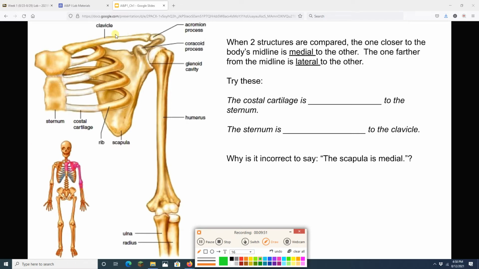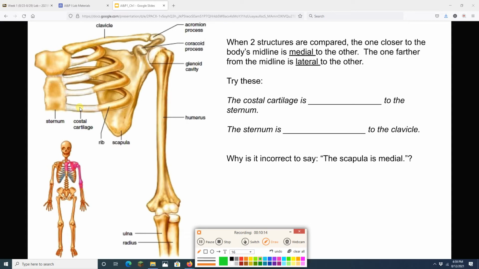We can see the clavicle up here as well. Clavicle, of course, is your collarbone. If you find your two collarbones and you walk on them, they will take you to your sternum. We see some ribs over here, and then there's some cartilage attaching the ribs to the sternum. They let your rib cage be nice and flexible. Think about taking a big deep breath in and out.